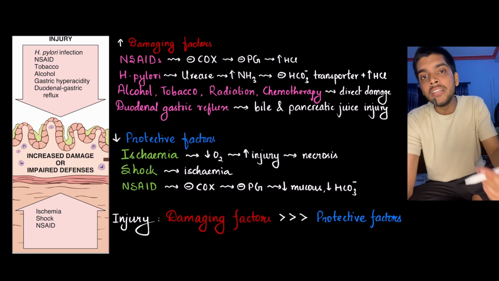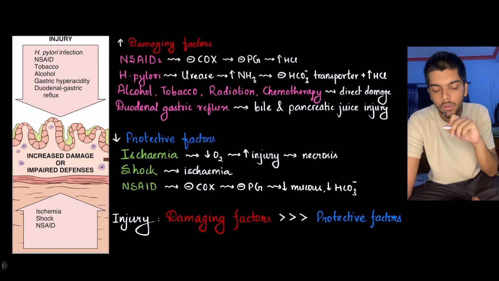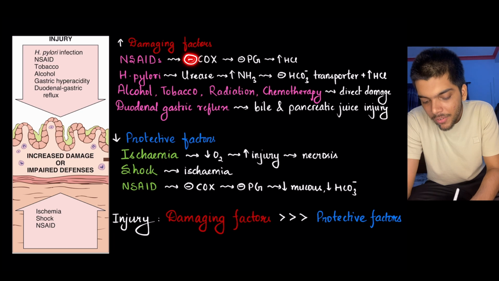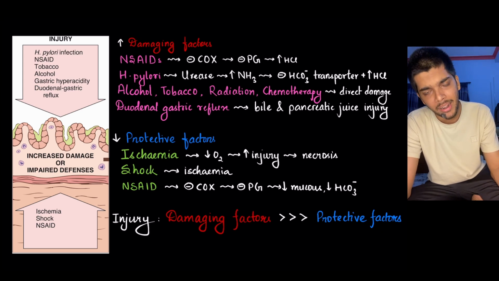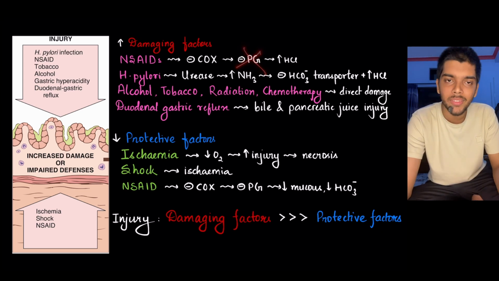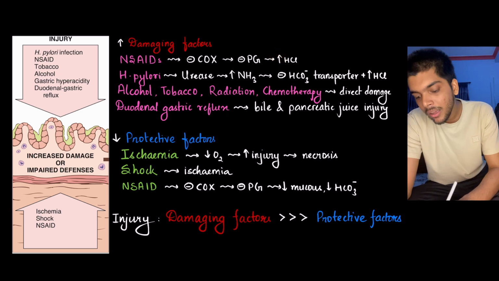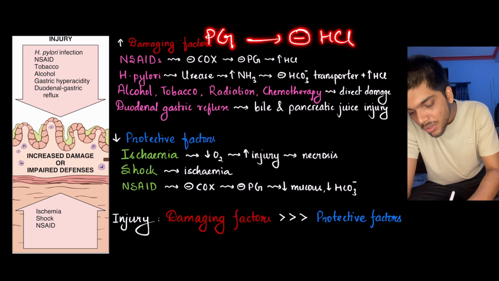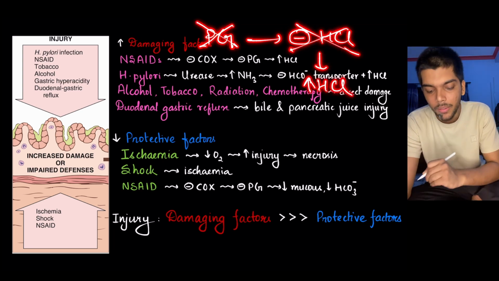What can lead to increasing damaging factors? They are NSAIDs, non-steroidal anti-inflammatory drugs. They are COX inhibitors, or cyclooxygenase inhibitors. As a result, there will be no COX pathway, and the COX pathway is responsible for formation of prostaglandin. So there will be no prostaglandin. If there is no prostaglandin, there will be an increase in the level of HCl. Why? Because HCl is inhibited by prostaglandin. But if there is no prostaglandin, there is no inhibition of HCl. That means there will be an increase in HCl.